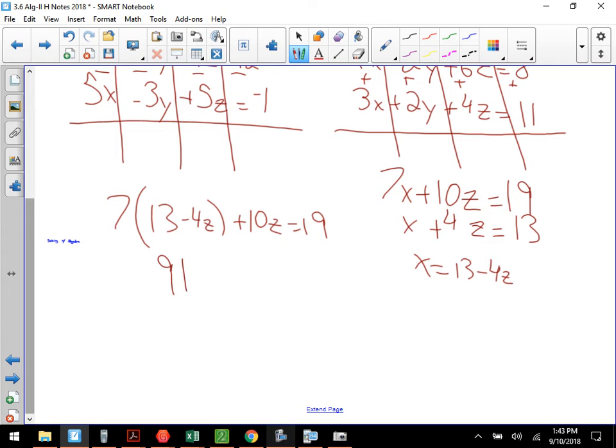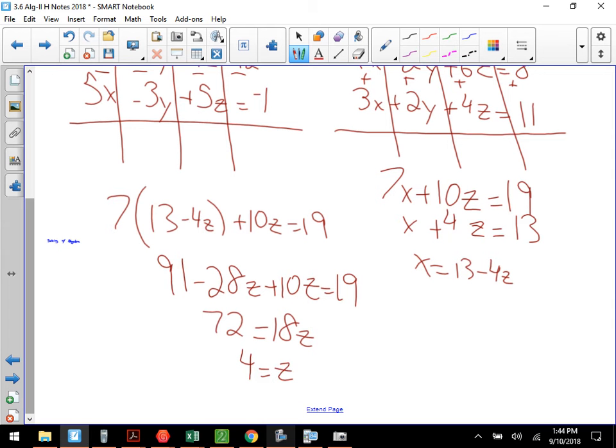Multiply in, you get 91 minus 28. Almost there. 18z over here, and I believe subtract it over, you get 72. Z is a number, you're right, and it's an even number. It's 4. Hey, look, it's 4.